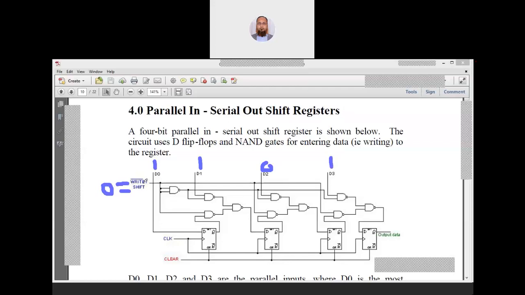So this write bar is equal to 0, which means write is 1. So this signal will be 0 here, this signal will be 0 here, and this signal will be 0 here.